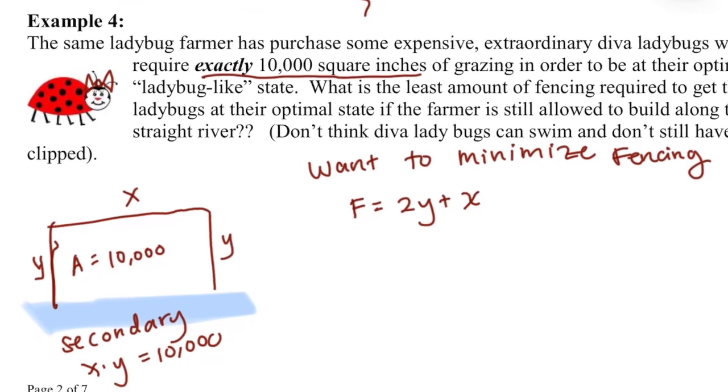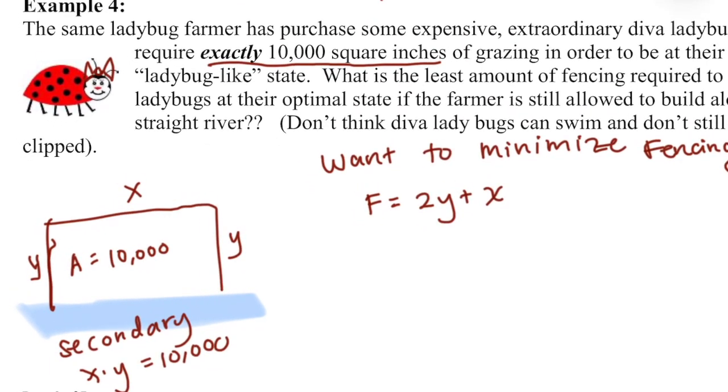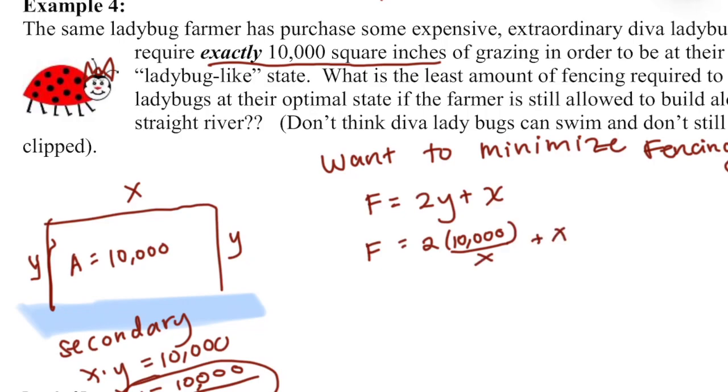I need to use my secondary equation to get rid of one of those variables. We've been solving for x the whole time. Let's solve for y this time. So y equals 10,000 divided by x. So we can take this and substitute it in up there. So I'm going to get f equals 2 times 10,000 over x plus x. Now I have to multiply 10,000 times 2, but whatever. So f equals 20,000 over x plus x.